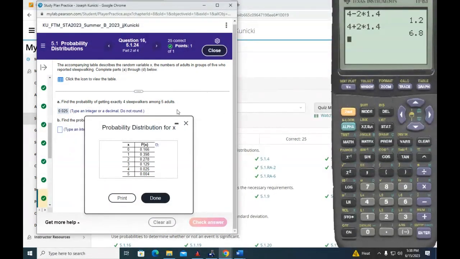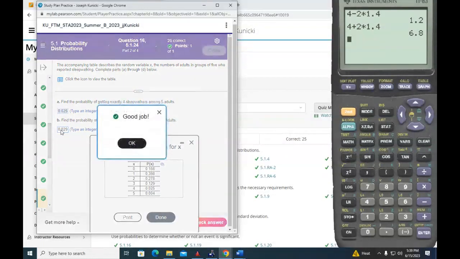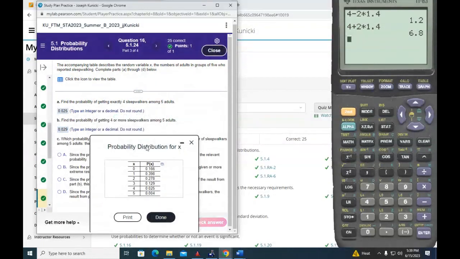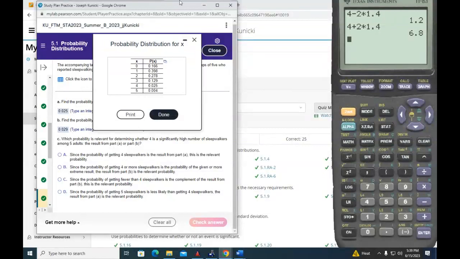And then they want to know what's the probability of getting 4 or more. So I just add those two. 4 or more is 4 or 5. So 0.029. Now they're going to ask us, which probability is relevant for determining whether 4 is a significantly high number of sleepwalkers? So we don't just look at equals 4, because 5 contains 4. So we have to look at the second answer, the one in part B.